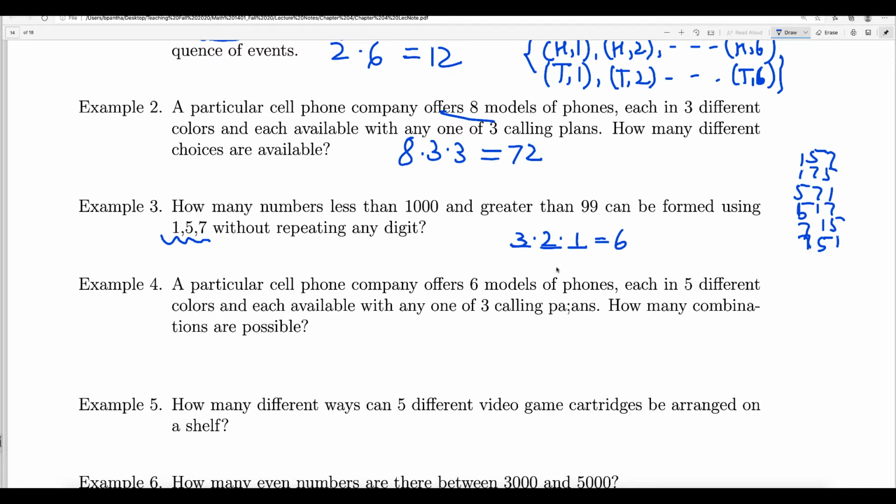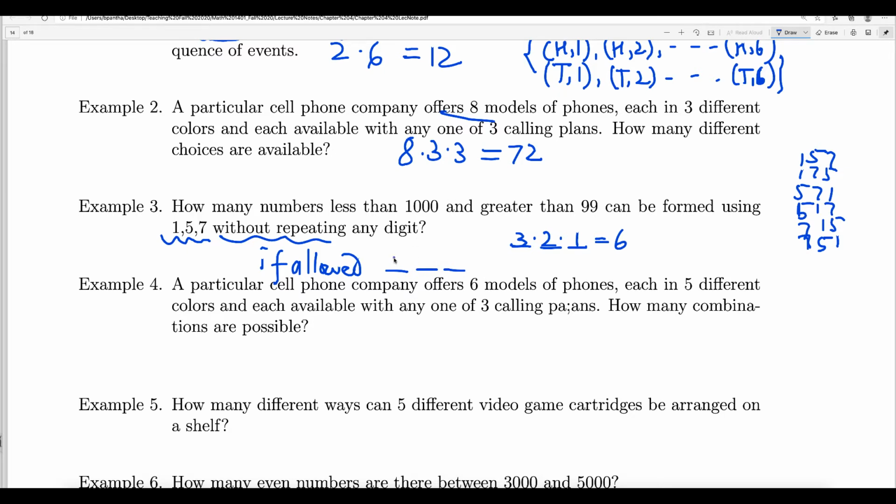If you are allowed to repeat, if repetition is allowed, then you will fill these 3 digits, because all the numbers between 99 and 1000 will have 3 digits.